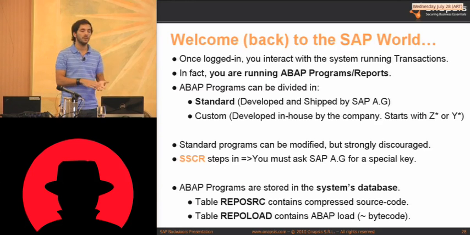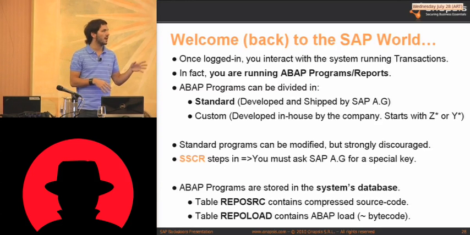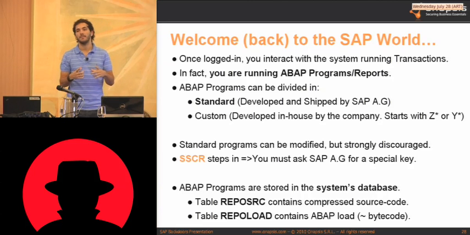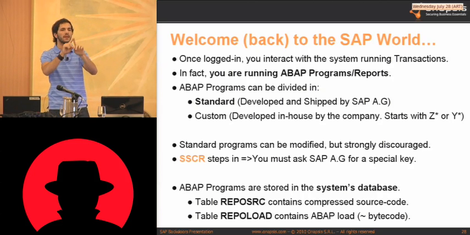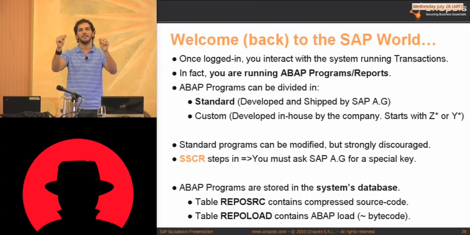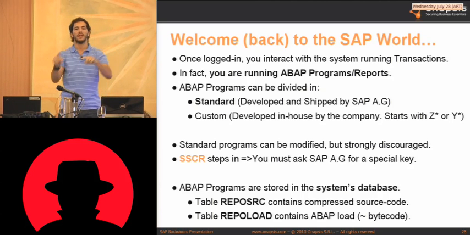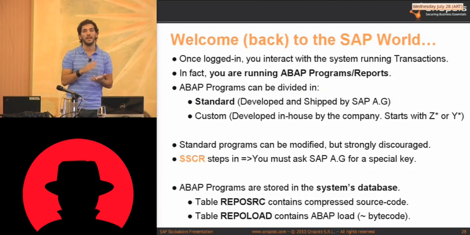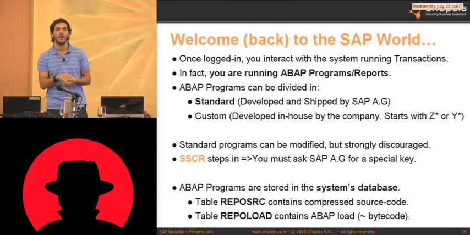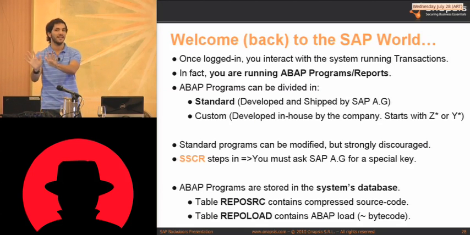Even so, if you want to do that, a special procedure called SSCR will step in and ask you for a special key. So if you want to modify a program, there will be a pop-up that says, okay, you are trying to modify this program ID, send this serial number to SAP, and they provide you a key that you type in, and then you are allowed to modify it. This way, SAP keeps track of what you modify, and if you have any support issue, they will tell you it's your problem now.